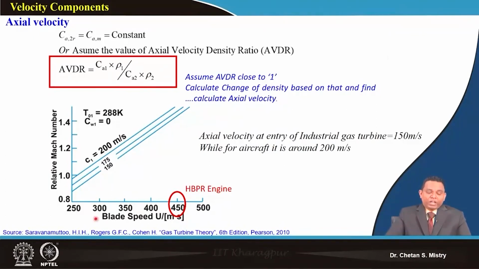Or you can assume your blade peripheral speed, that is also one of the possibilities. So here, for most of the high bypass ratio engines, this peripheral speed or blade speed is selected as 450 meter per second. And for many engines they go on a slightly lower side for low bypass ratio, in the range of 350 meter per second.